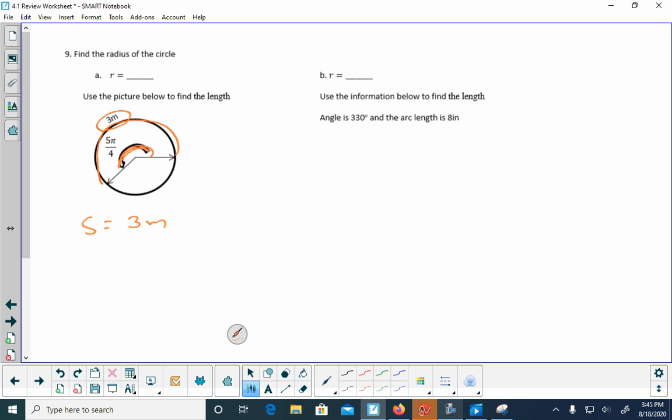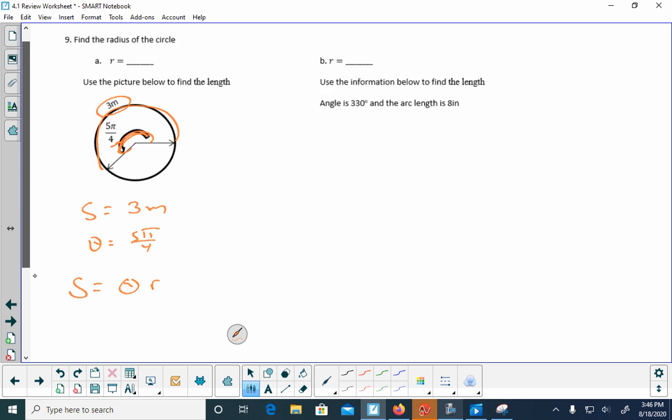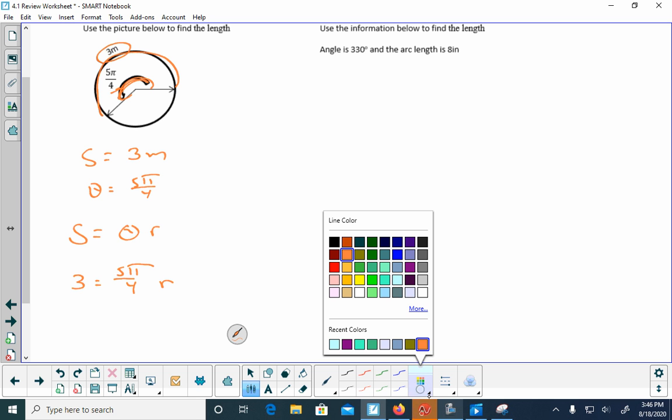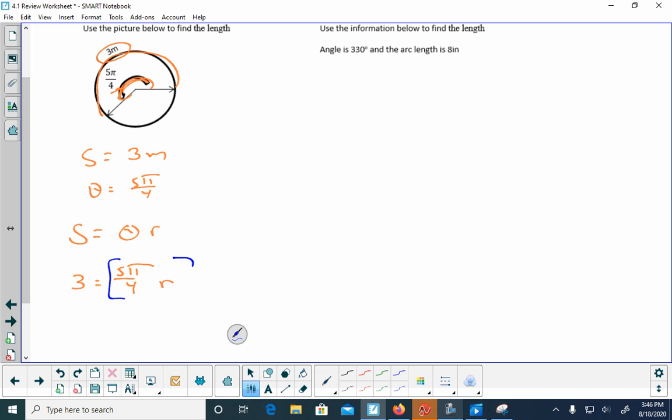This is my angle of rotation, so that is going to be my theta, which is 5 pi over 4, and it's in radians, so I can use it as is. So my formula is S is equal to theta times R. Substituting in the numbers, I have 3 is equal to 5 pi over 4 times my radius. I'm solving for my radius, so I am going to multiply both sides by the reciprocal, 5 pi over 4, which is 4 over 5 pi.